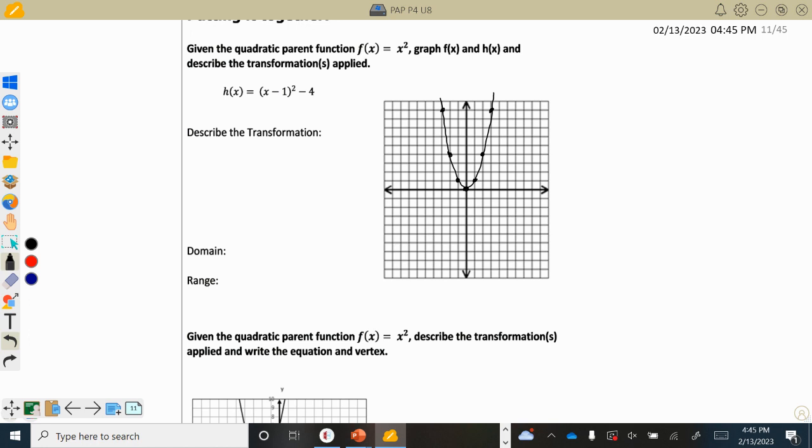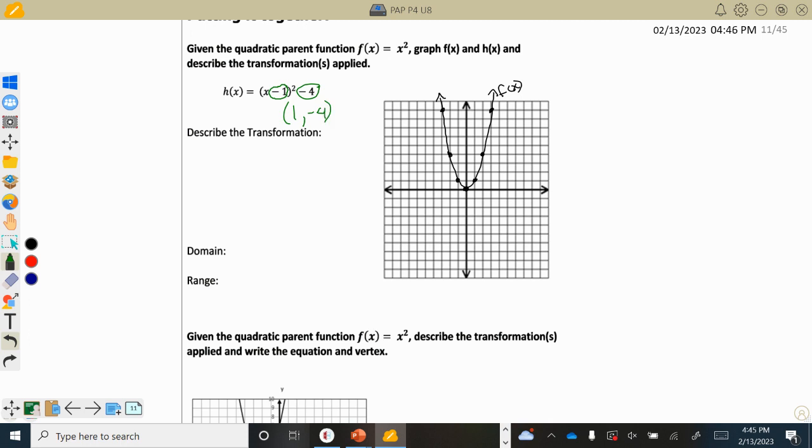All right, so there's our parent function. We want to describe the different transformations that were applied. Now, here's the thing. With this transformation format, it actually tells us the new vertex. If I pull this number here and this here, this tells me my new vertex. But remember, the x minus 1 is part of the formula, so my new vertex is actually going to be at 1, negative 4.